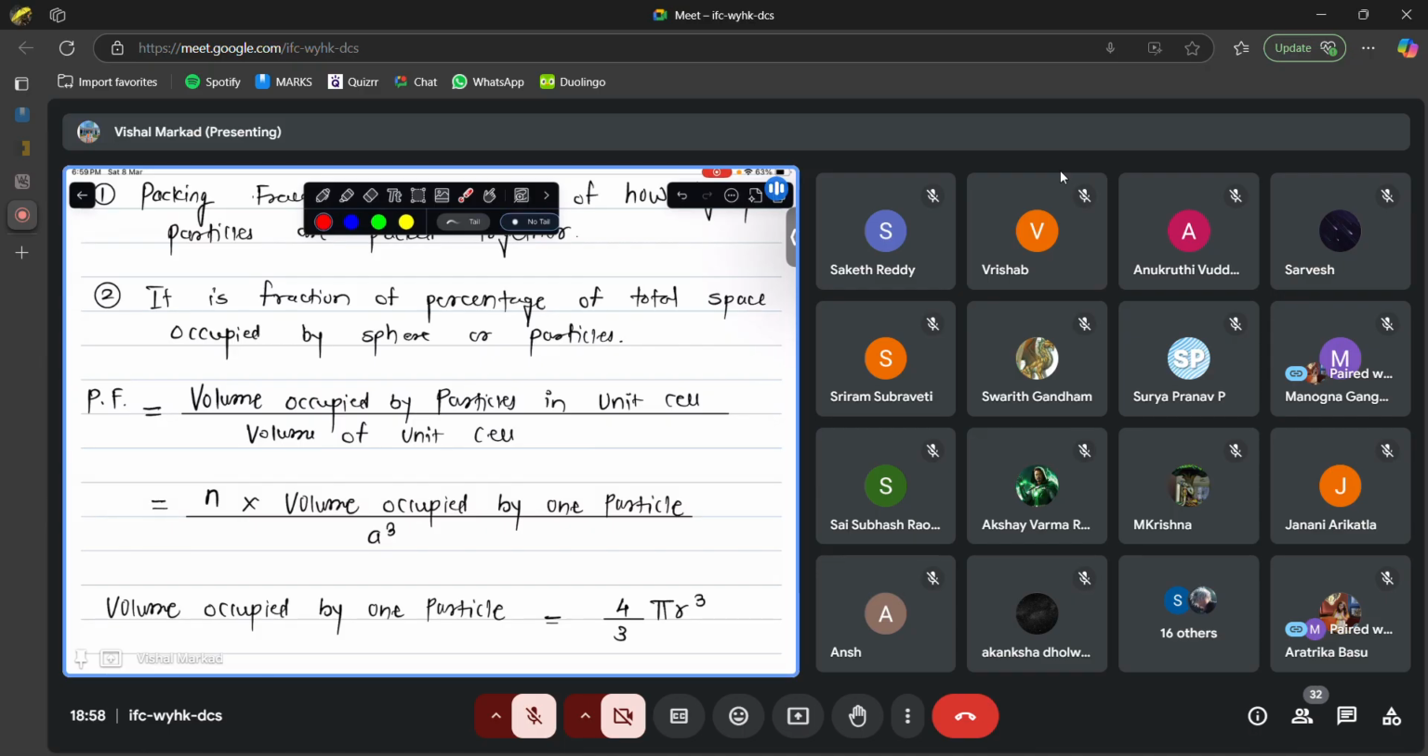For the simple cubic or primitive unit cell, what is the value of N? How many atoms are present? One. For BCC, how many atoms are present? 2. So I take the N value as 2. Clear? Now for FCC, what is the value of N? 4. So the value of N will be 4.